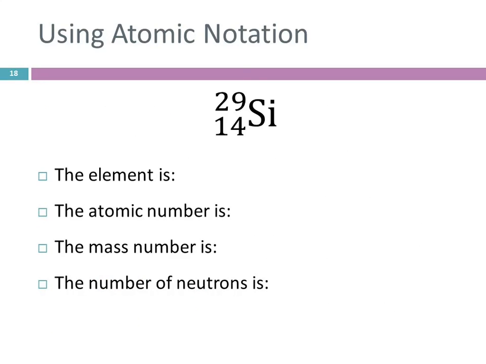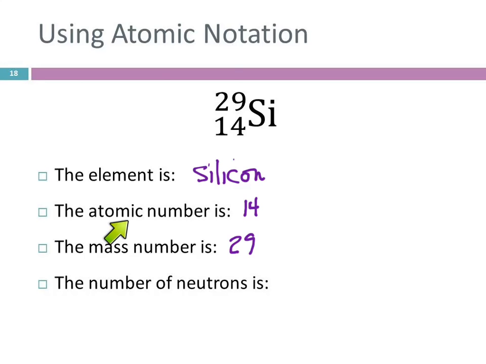So if we look at this symbol, this is an atomic notation symbol. Which element does this represent? Silicon. I'm waiting for my iPad to agree to let me draw on it. So this is silicon. What is the atomic number of silicon? It's 14. That's this number on the bottom, 14. And you can double check by looking at the periodic table. So what's the mass number? 29. The number up here is the mass number.